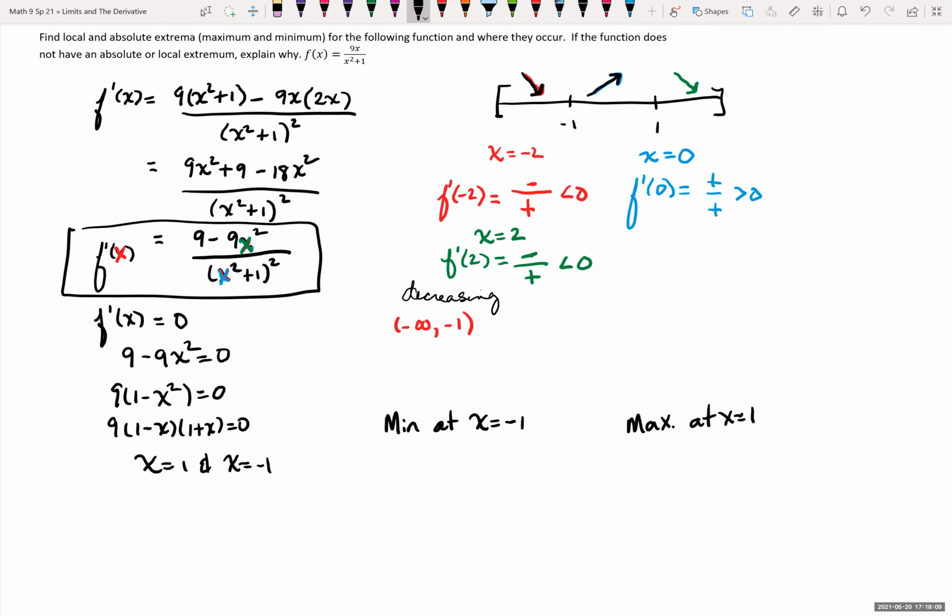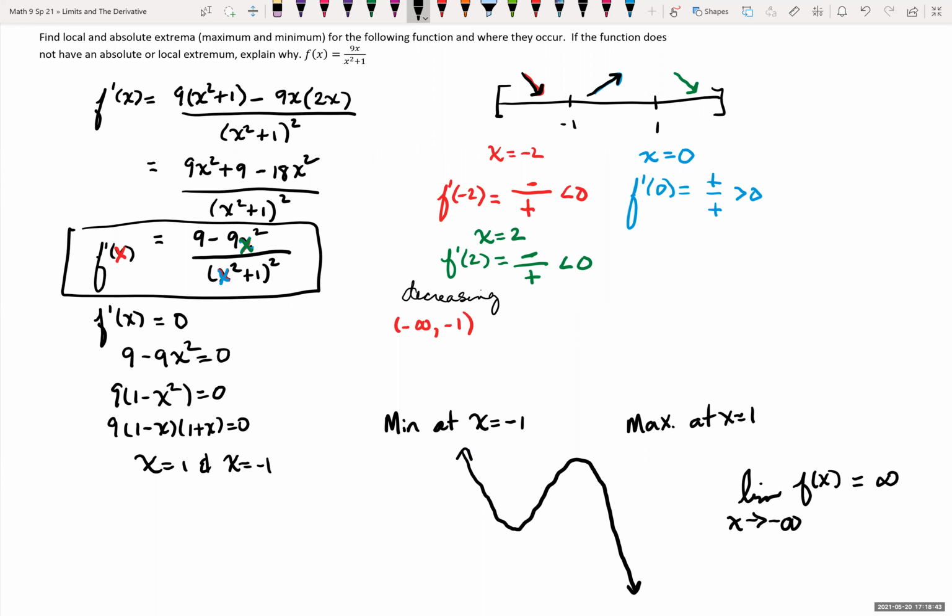So if we think about our end behaviors, look at that: the limit when x goes to -infinity of our function f of x is +infinity. So there's no absolute max because of that. That continues to grow upwards. There's no highest value that it will ever hit.